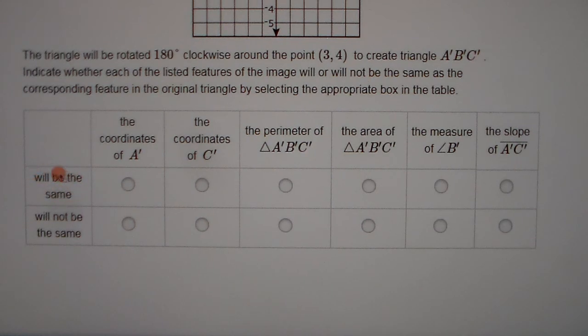They say, will it be the same as this top row? It's going to be the same. And this bottom row will not be the same. And we're going to just click the little bubbles. So this A coordinate, my original A, which is located right over here, did my original A stay in the same spot?